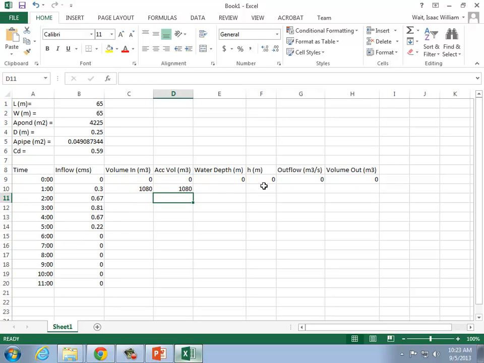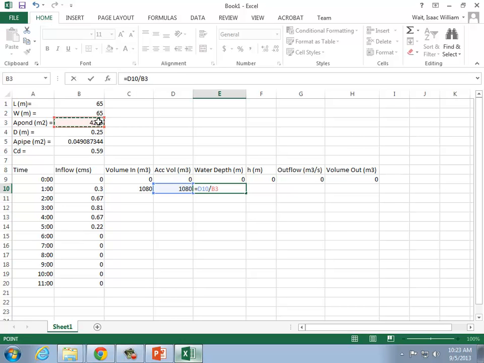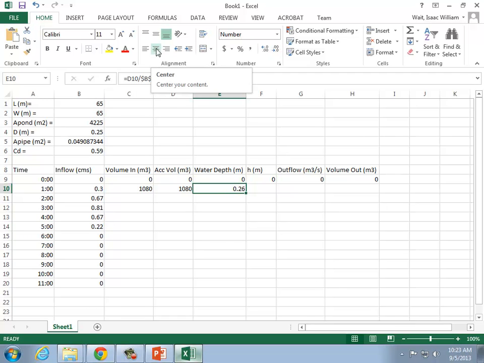Any questions so far? All right. Our water depth is going to be the volume in the pond divided by the cross-sectional area of the pond, and I'm going to anchor my reference up there to the pond area. And reduce the number of digits because it's just distracting to have tons of extra digits shown.